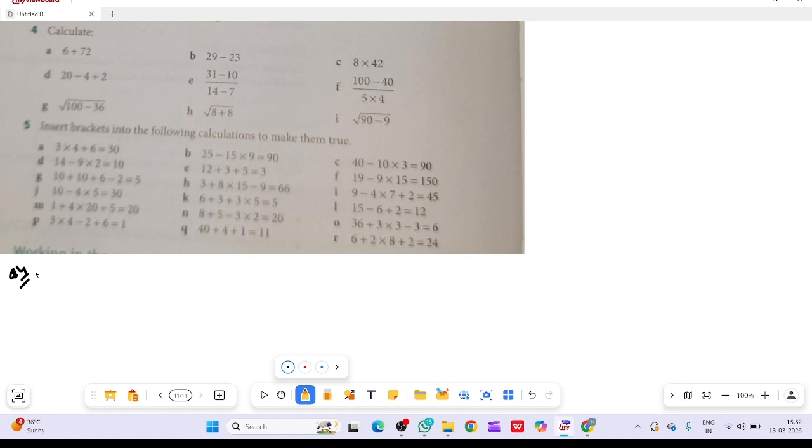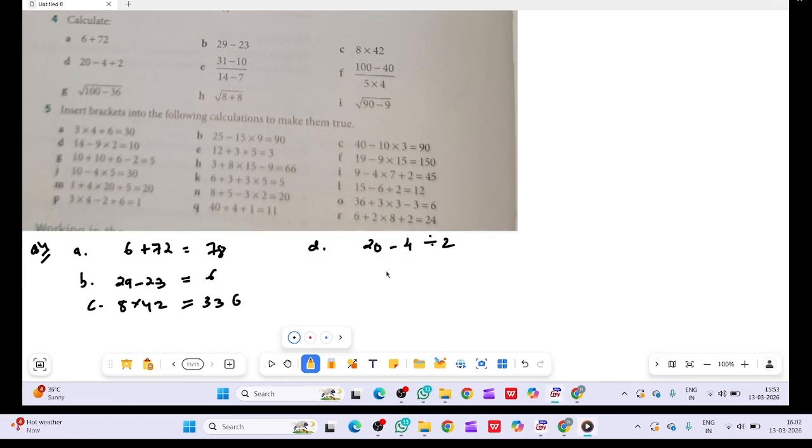Calculate. A is 6 plus 72, which is equal to what? 78. B, 29 minus 23, which is equal to what? 6. C, 8 into 42, which is equal to 336. 20 minus 4 divided by 2. So it's 20 minus 2, so it's 18.